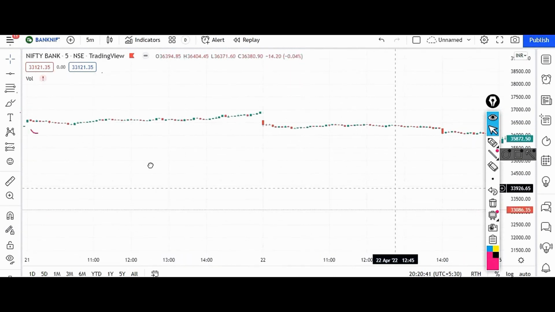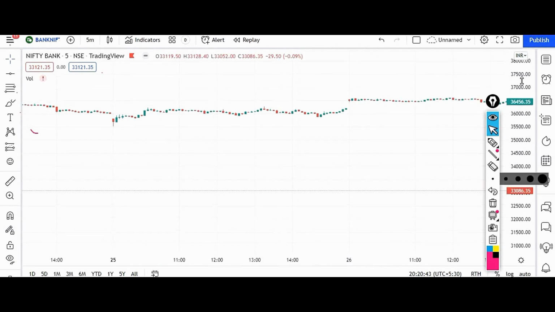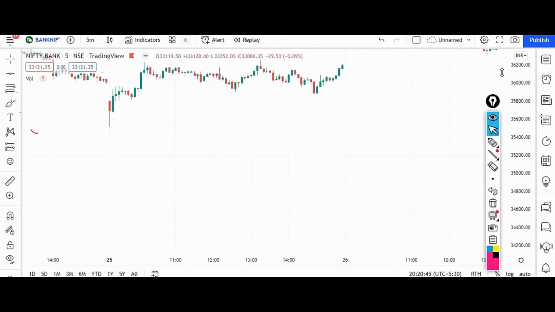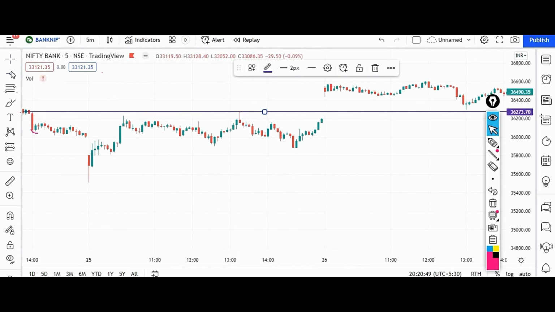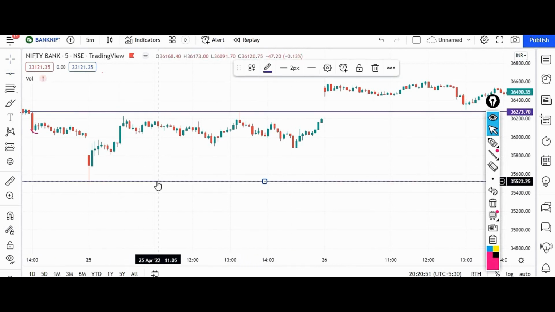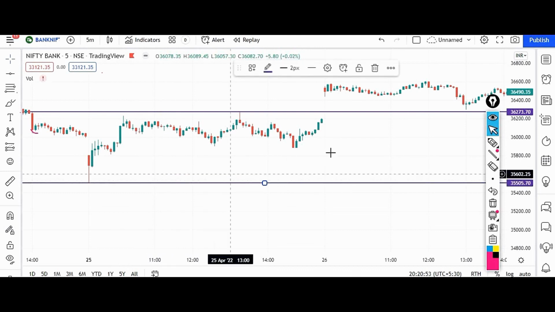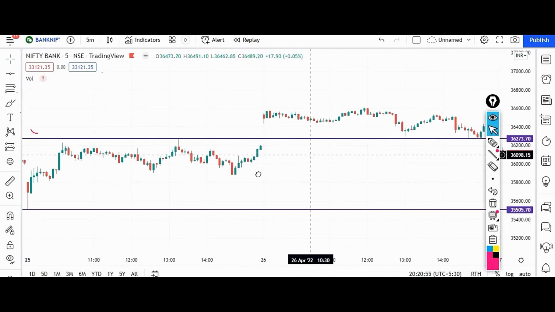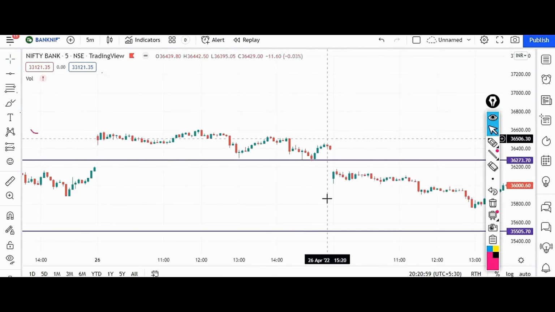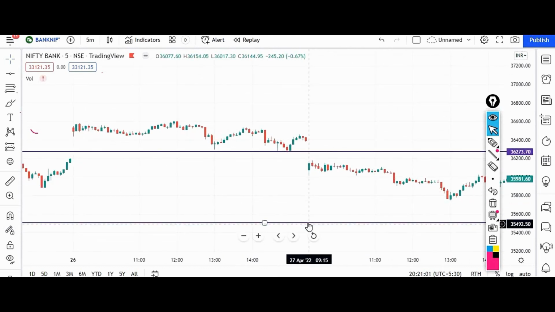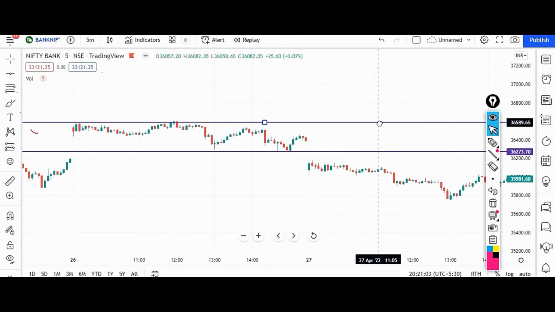This is April 25th chart, Bank Nifty. We mark the levels of previous day high and previous day low. If it is broken here, touched this level, some 1:1 given, again touched, some profit. We mark the high and low here for the next day.